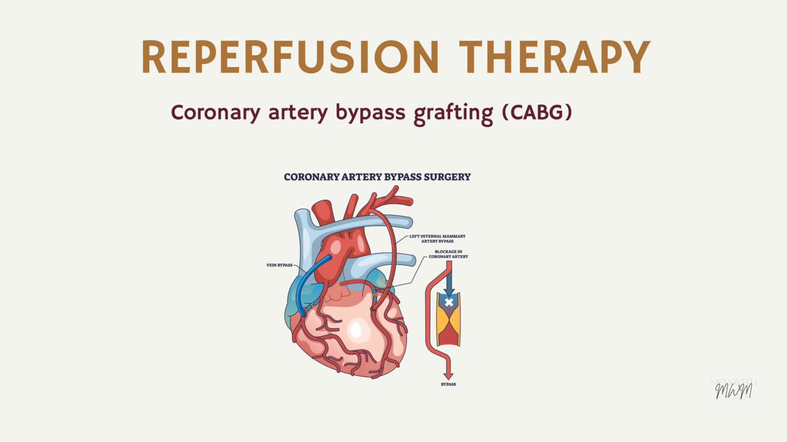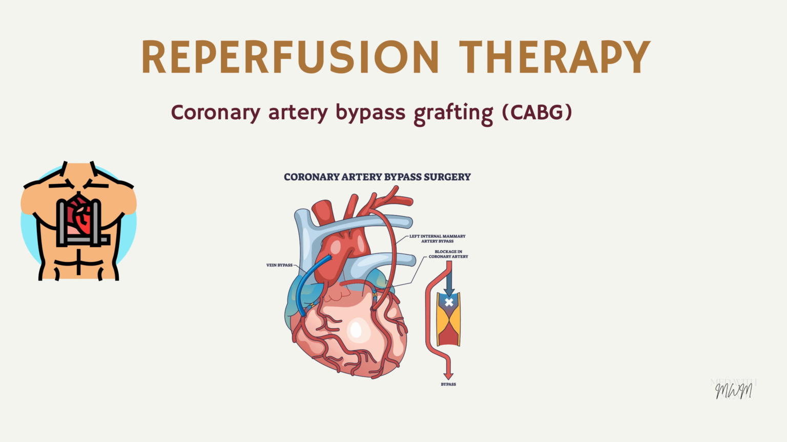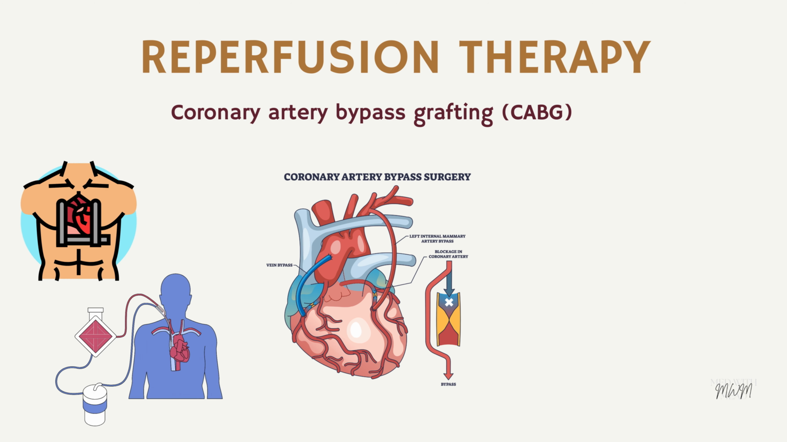The chest is opened through a midline sternotomy, and the patient is placed on a cardiopulmonary bypass machine. The heart is then stopped using a cardioplegic solution, and then a vessel, usually or could be the internal thoracic artery, radial artery, or saphenous vein, is harvested and grafted onto the coronary artery beyond the area of blockage. And that's how we create a new route for blood to reach the heart muscle.